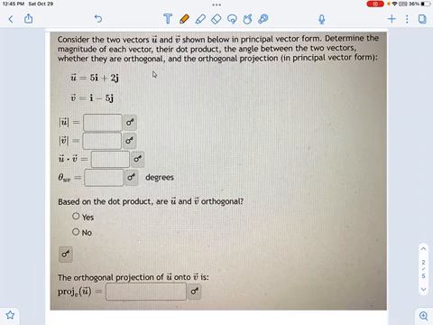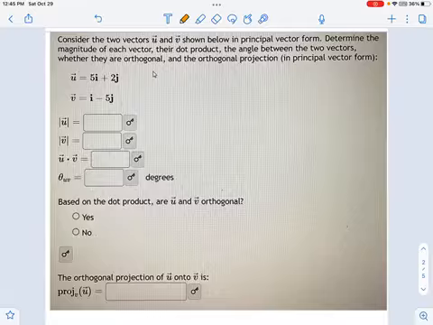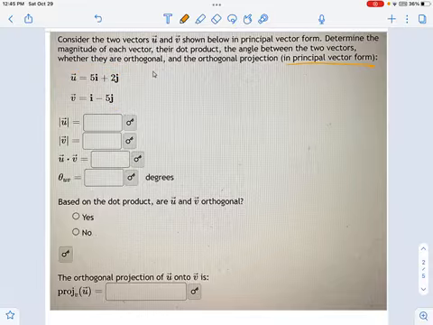We've got a bunch of stuff to figure out about two vectors, u and v, mainly the dot product, whether they're orthogonal or not, and the orthogonal projection of u onto v. The difference between what we're looking at and the last video I did on this is right here. It's not much. It's just that these vectors are in principal vector form, which doesn't really make it any harder to work with. Let's just get through this one.